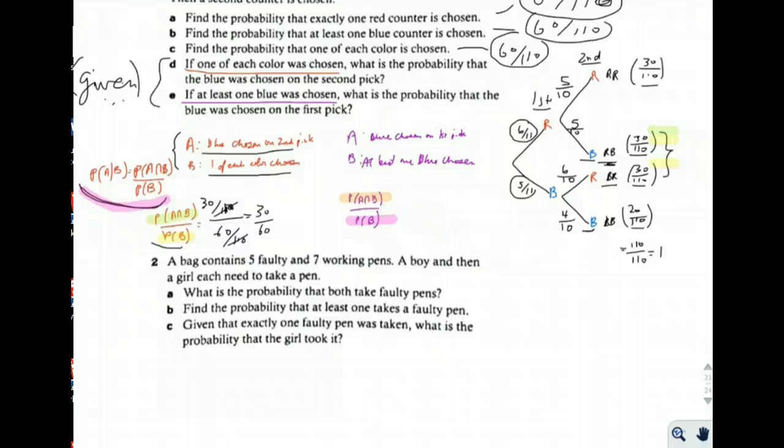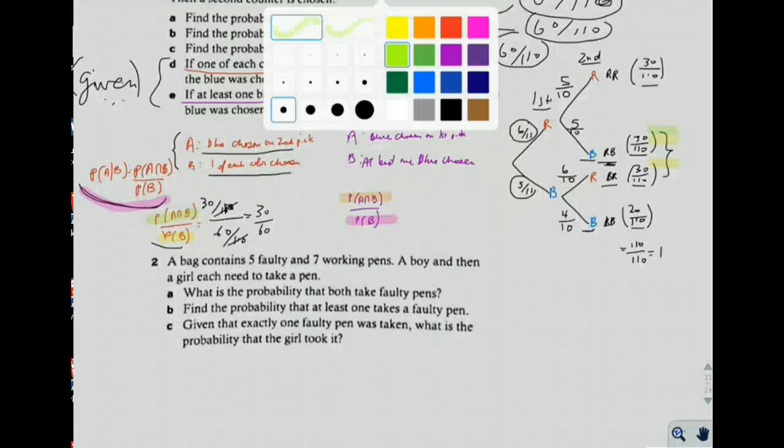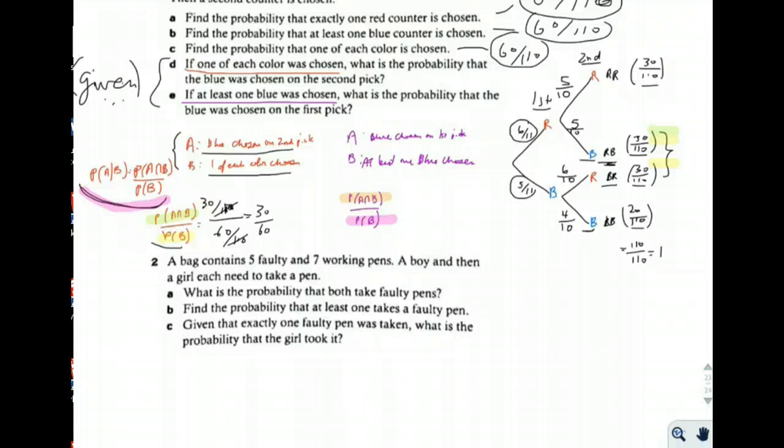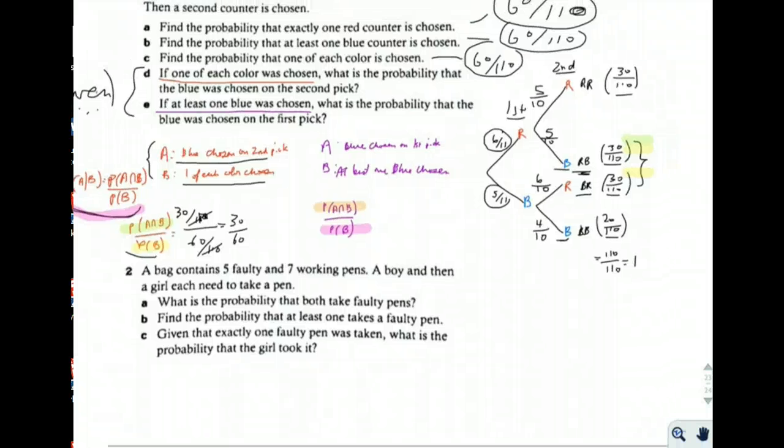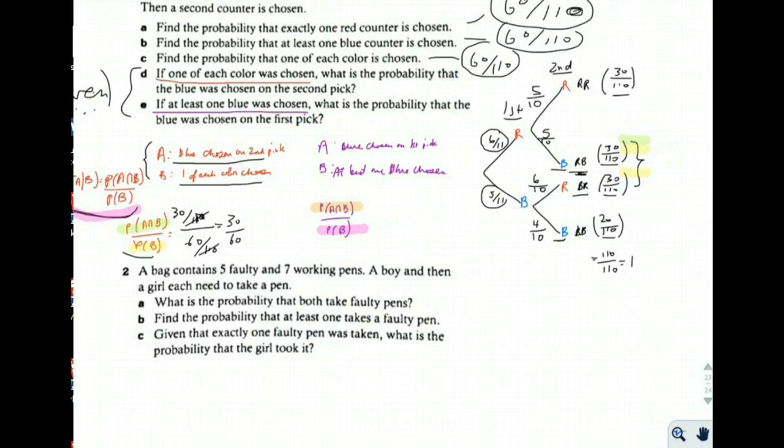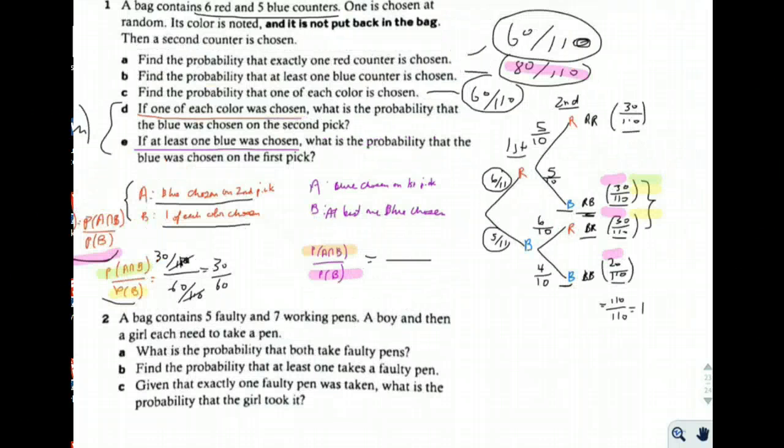All right, E. If at least one blue was chosen, what is the probability that blue was chosen on the first pick? Okay, so we're going to mark the probability that at least one blue was chosen with pink. So at least one blue is chosen, that would be this, this, and this. So the probability of B is 30 plus 30 plus 20, which is 80 divided by 110.